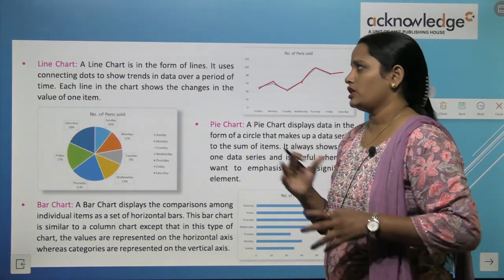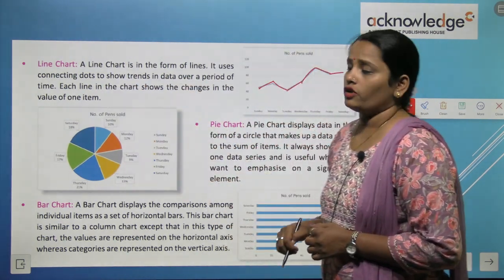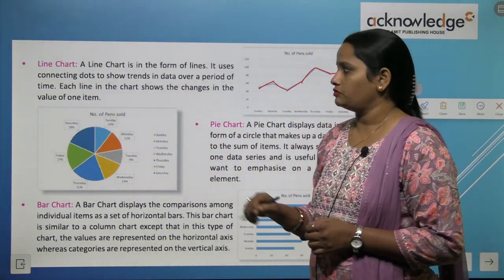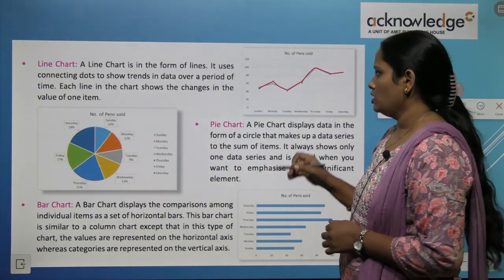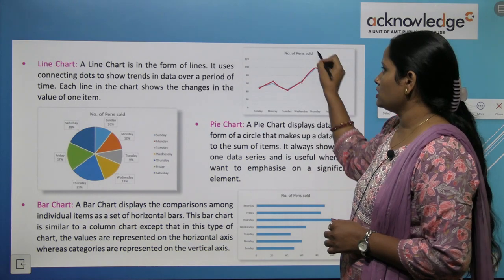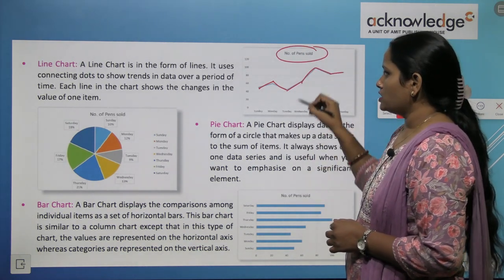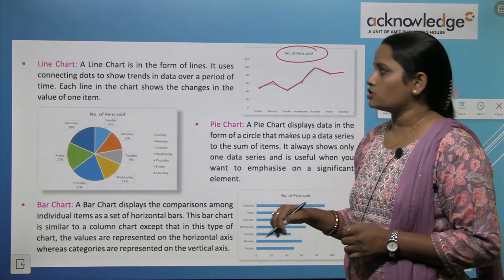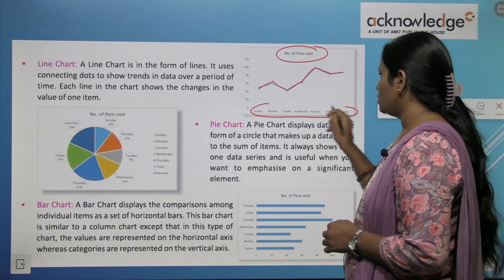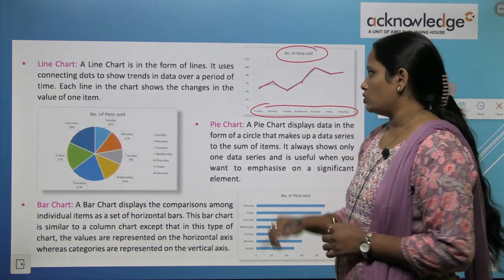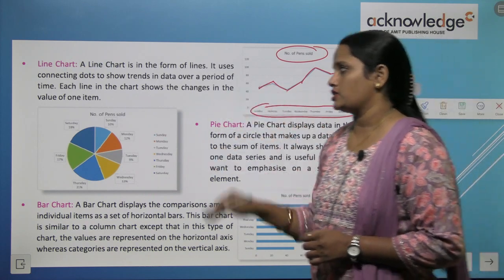They are all connected together in this. And it uses connecting dots to show the trend of data over a period of time. Each line in the chart shows a change in the value of one item. So whatever item we are using, here we are using the number of pens sold. So what is the change in the data? How many pens are sold in the given period of time? On Sunday, Monday, Tuesday, how many pens are sold? So this data is represented here through the line chart.